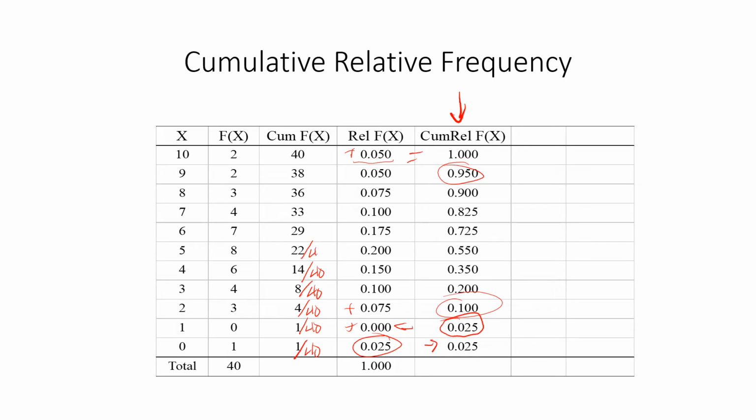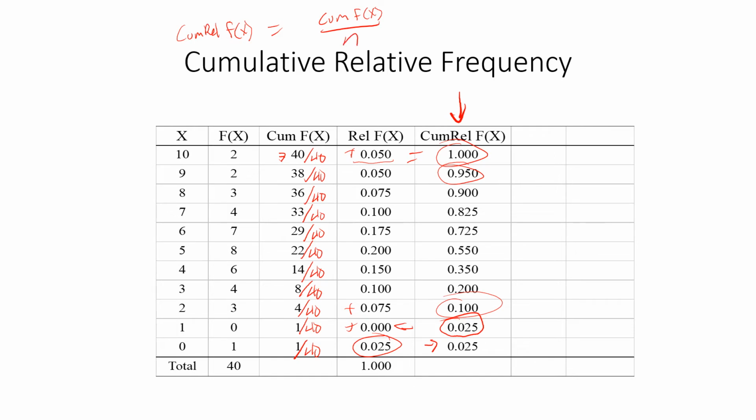If you don't want to do all that adding, you can just divide the cumulative frequency by n. You notice 40 divided by 40 here is 1. So cumulative relative f of x equals cumulative f of x divided by n.